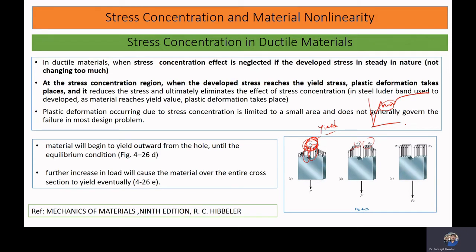Again, further increasing the load leads to yielding of the full cross section. So what happens to the stress concentration that was developing here after yielding? It mitigates, and the whole zone yields. Whatever stress concentration was occurring here mitigates after some time, and it is distributed throughout the whole effective cross section. So for a ductile material, stress concentration never becomes a burning topic.